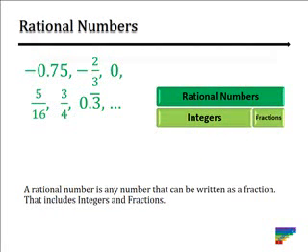The definition of a rational number is technically any number that can be written as a fraction. We must remember that whole numbers can easily be transformed into a fraction by adding 1 under the number. Any terminating decimal or any repeating decimal can also be written as a fraction.